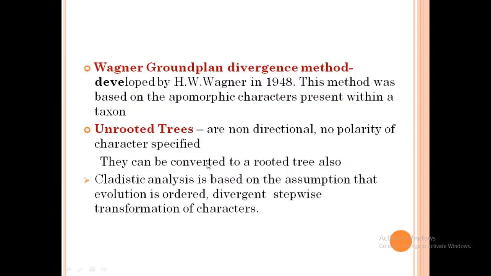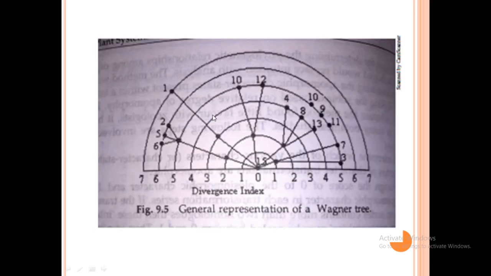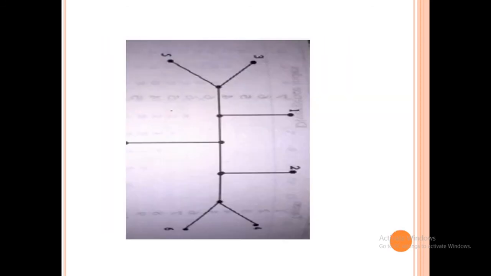Now another method is the Wagner ground plan divergence method, proposed by Wagner, based on apomorphic characters within the taxon. Another one is the unrooted one, non-directional, with no polarity of characters specified. It is not rooted, it is simply drawn, so we can convert them into rooted also. So, stepwise transformation of characters. See, this is an unrooted one. You cannot find a root here. Now, this is the Wagner tree. So that's all for cladistics.